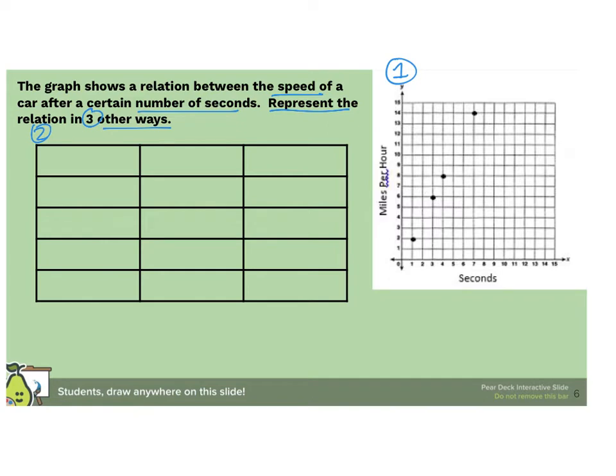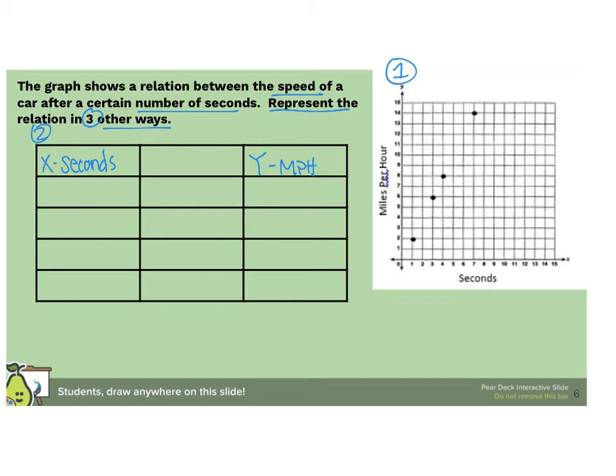So this is X, this is Y. That's always what you want to do first. And then you can put what they actually stand for. So X is seconds, and Y is miles per hour. So you want to have not just the variable, but also the words to describe it.